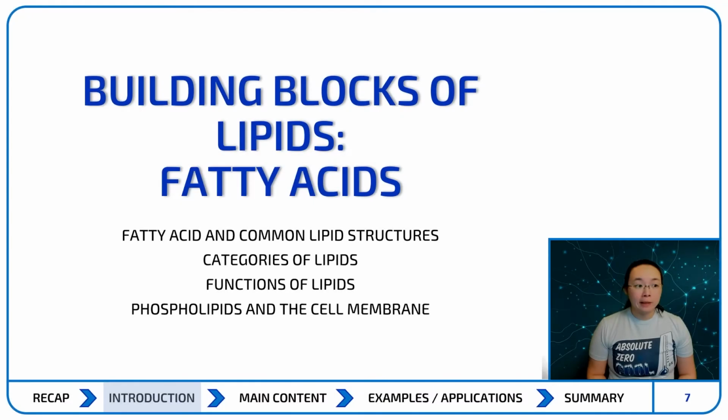We can now move on to lipids. So we first want to talk about how lipids are even created. What are they made of? The general consensus is that fatty acids are the main constituents of lipids, or the fundamental building blocks of lipids. The only problem is that lipids are quite complex. In terms of fatty acids, there are many different types and many different attachments that we can consider. So we'll take a look at a fatty acid and common lipid structures, then take a look at the categories of lipids as well as their functions, then take a look specifically at phospholipids and the cell membrane.